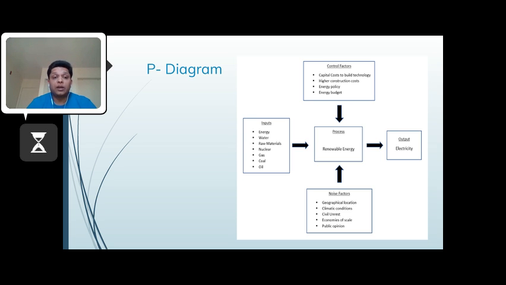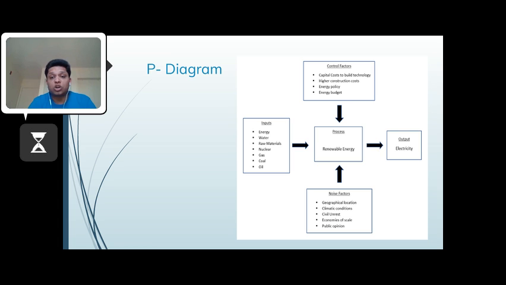If properly executed, a P diagram provides robust system design, optimal performance, rigorous understanding of the control factor trade space, and impact on understanding requirements. The P diagram for this particular project concentrates on the inputs such as energy, water, raw materials, and nuclear sources. Gas, coal, and oil are used in the process for the infrastructure.